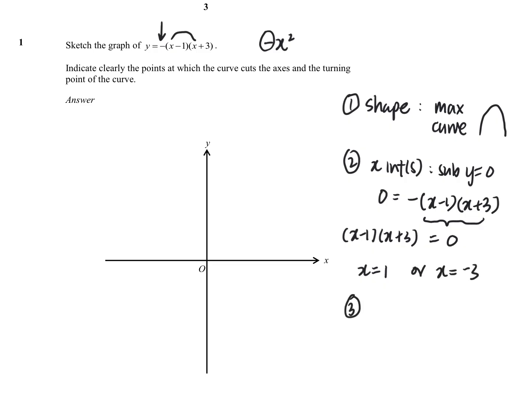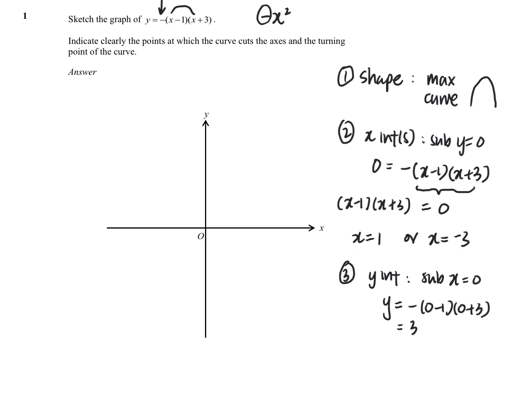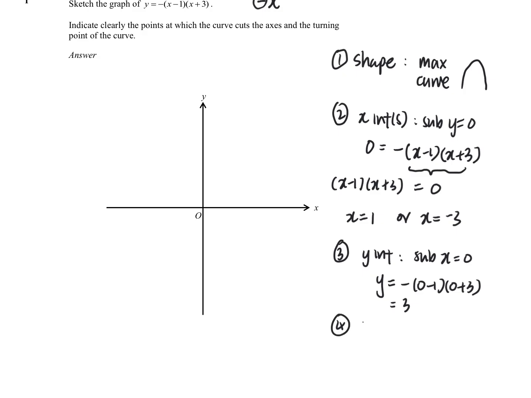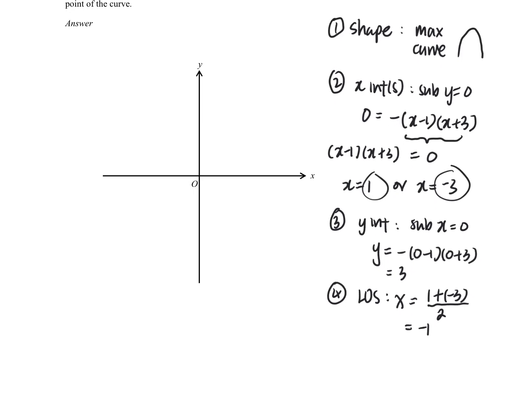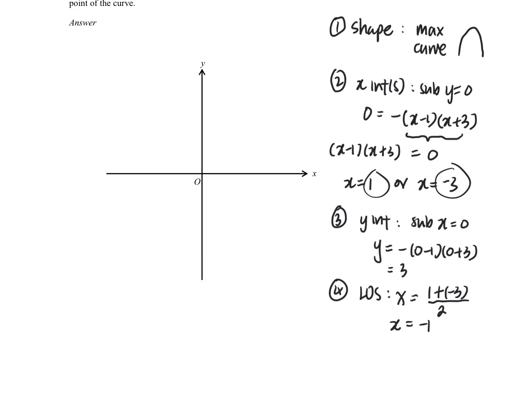Okay, third one, y-intercept. You sub x as 0. So y is just 3. Okay, next, line of symmetry. You always add up the two x-intercepts, divide by 2. Okay, so line of symmetry is x equals to minus 1.